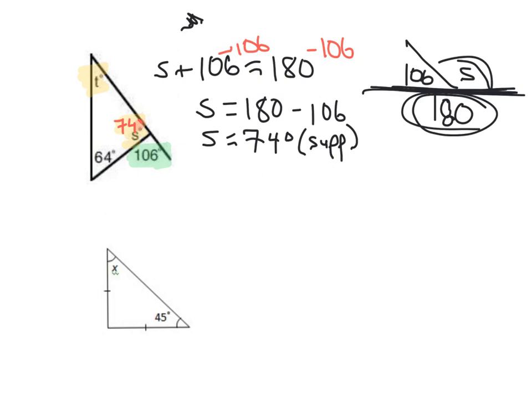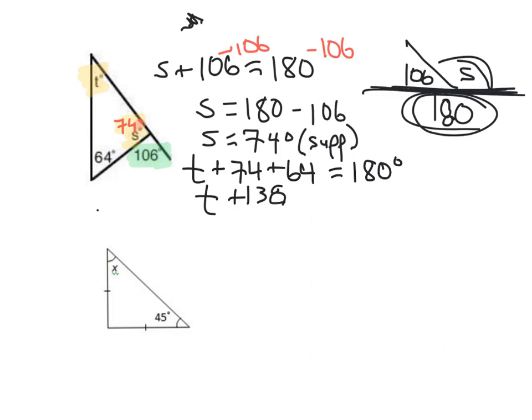So now I know that if I take the angle T and add it to the other two angles, 74 and 64, I'm going to get 180 degrees, because this is a scalene triangle. Okay, so I'm going to simplify that. 74 plus 64 is 138, and it's still going to equal 180 degrees.